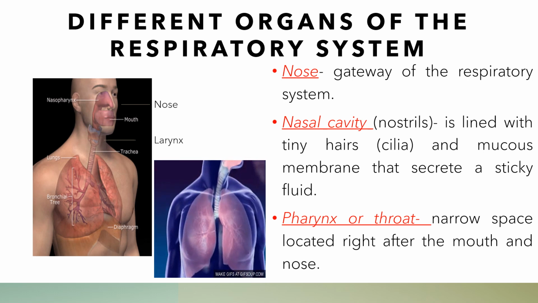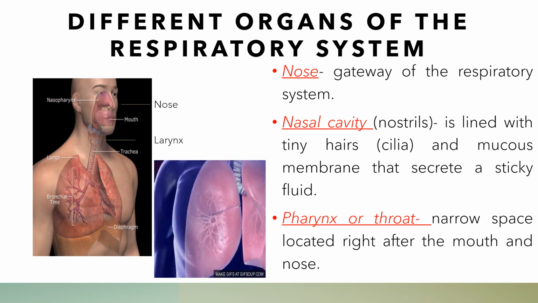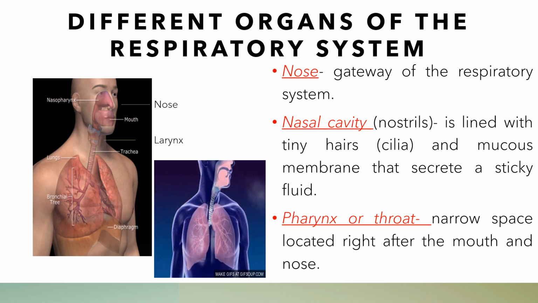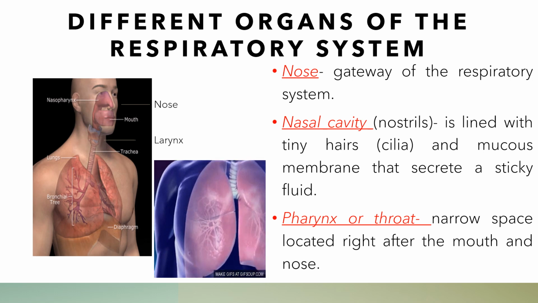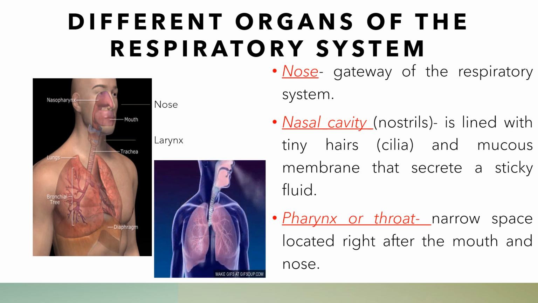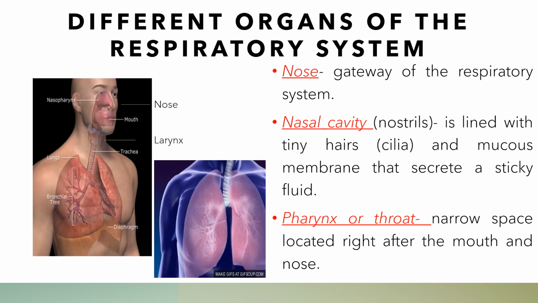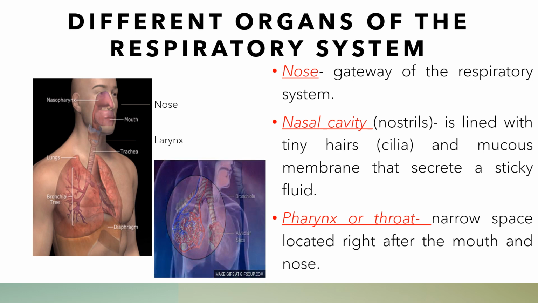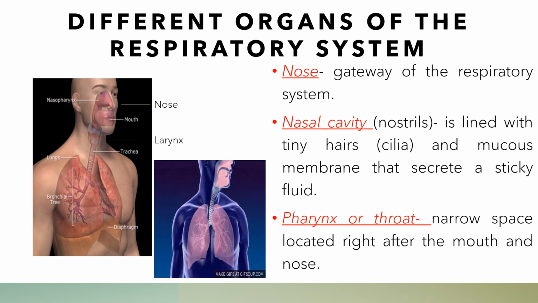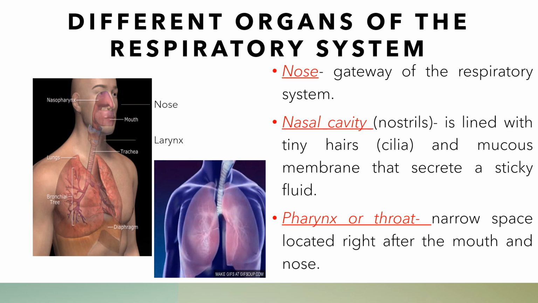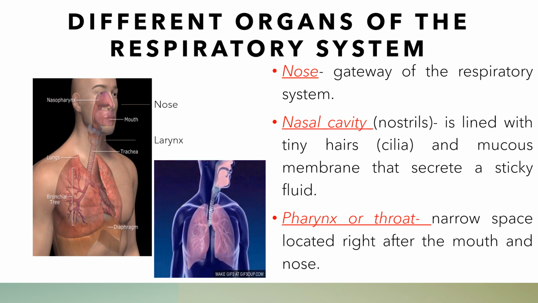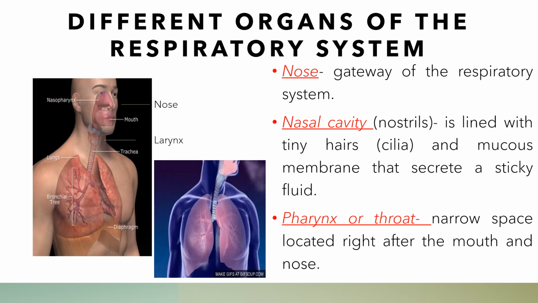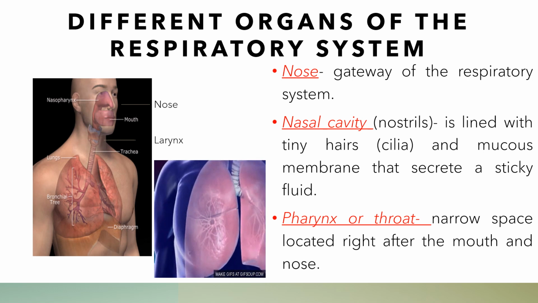Let us have the different organs of the respiratory system. Of course, the main gateway of the respiratory system is what we call the nose. It is where your air goes in and out. That's why it is the gateway of the respiratory system. Now, I just want you to inhale. Okay, very good. And then just simply exhale. Okay, you see? That is how the air enters and goes out of your nose.